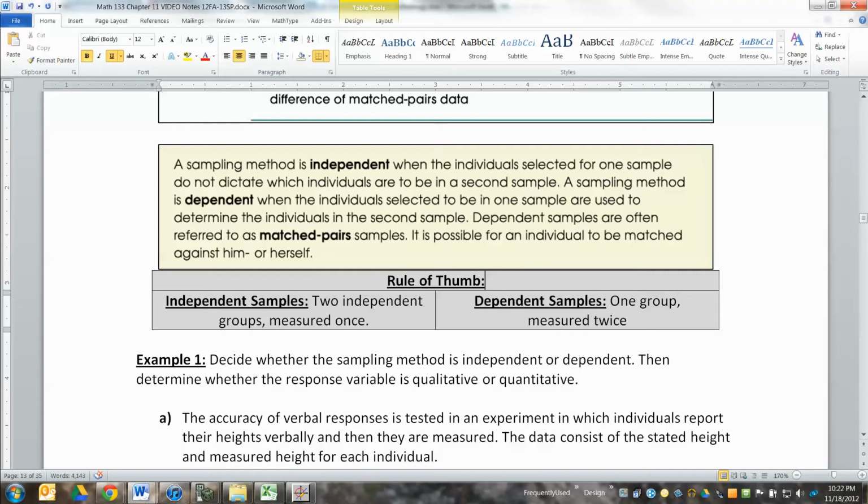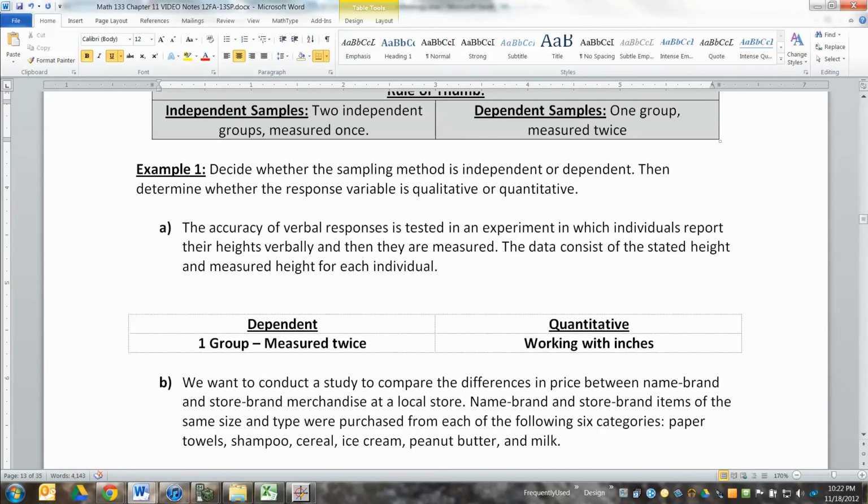Dependent samples tend to mean, not often, not always, but often mean that you're going to have one group and you're going to measure them twice, say at the beginning, at the end, or something like that, or a husband and a wife. All right, so decide whether the sampling methods below are independent or dependent.